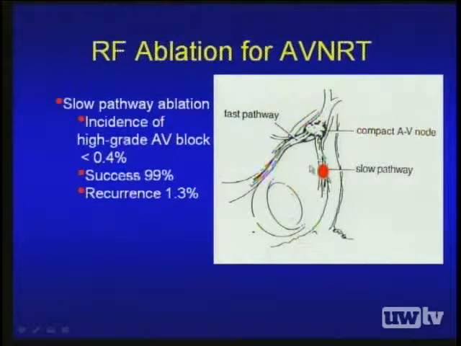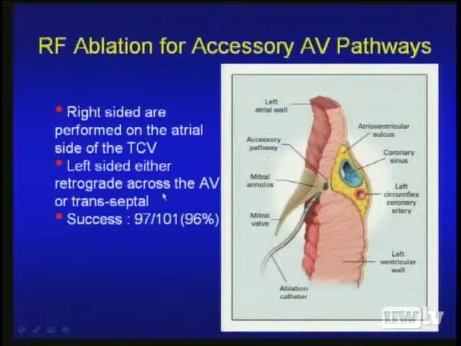Now, radiofrequency ablation for AV node reentrant tachycardia targets the slow pathway. So in this diagram, here is the AV node, here is the fast pathway, and here is the slow pathway, and we simply find this area and ablate it. This is a very safe procedure. The incidence of high-grade AV block, even though we're fairly close to the AV node, is low, less than 0.4%, with very high success rates of 99% and very low recurrence rates.